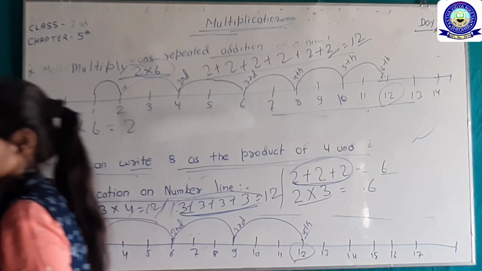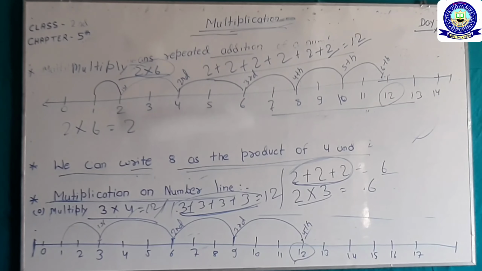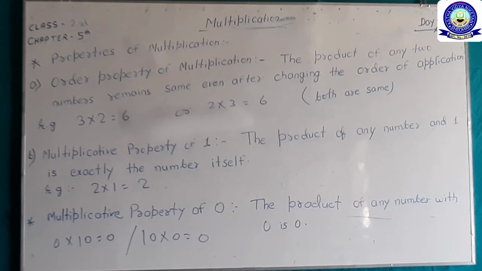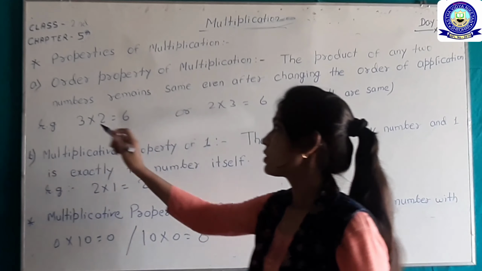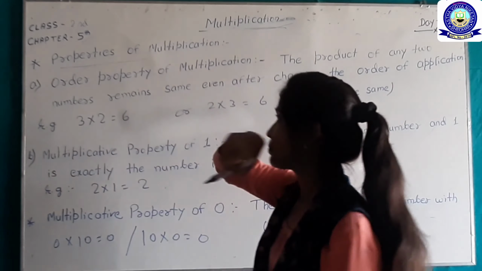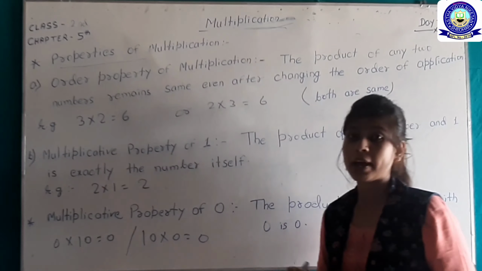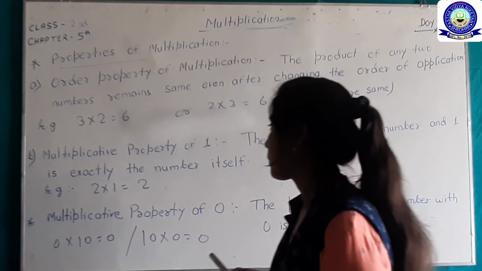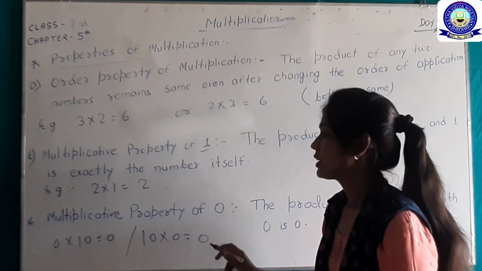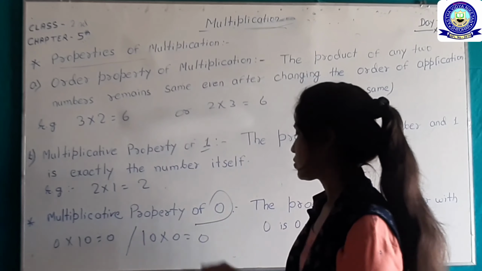And then your next topic is properties of multiplication. You all have to know what the properties of multiplication are, how we multiply between two numbers, and what we get after multiplying 1 by any digit, and what we get after multiplying 0 by any digit.